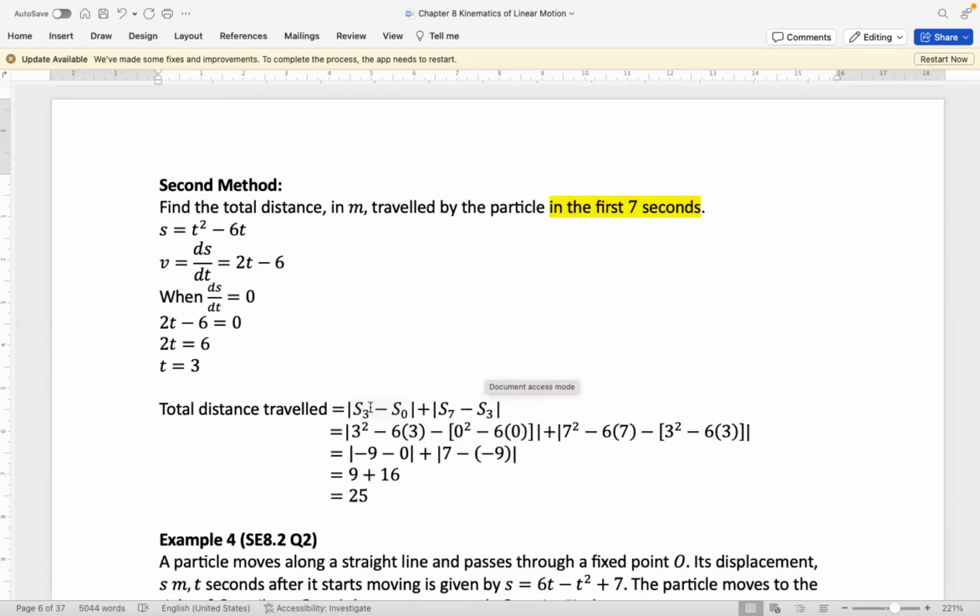And then you just need to do substitution. S3 means you substitute the value of t equals to 3 into the displacement equation. So we have 3 squared minus 6 times 3. Minus S0 means t equals to 0. Okay, plus S7 minus S3. So the value of t equals to 7, you sub here. And then minus S3. So t equals to 3, you sub inside here. Then we have answer 25 also.